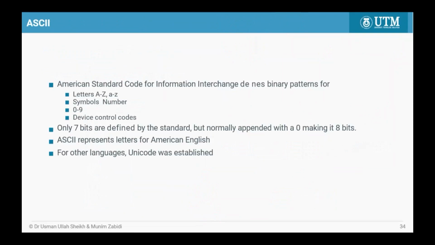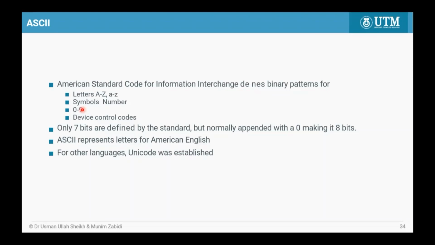And then we have the ASCII. This is the American Standard Code for Information Interchange, defined as a binary pattern for letters. If you're going to write an email, write a program, write letters, we're using the ASCII code. It is actually a combination of letters A to Z, capital and small, symbols, numbers from 0 to 9, and device control codes. What you see on your keyboard is actually using the ASCII code. Only 7 bits are defined by the standard, but normally appended with a 0, making it 8 bits. ASCII represents letters from American English.